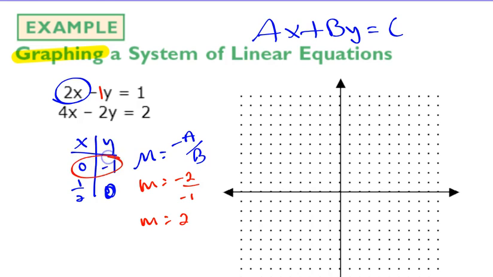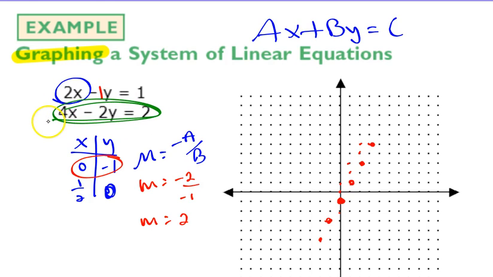So I'm going to plot the one good point that I have, which is 0, -1, and then do my rise over run, and fill up the graph. Instead of going up and to the right, you could go down and to the left. And again, I keep filling up the graph until it's full of dots.